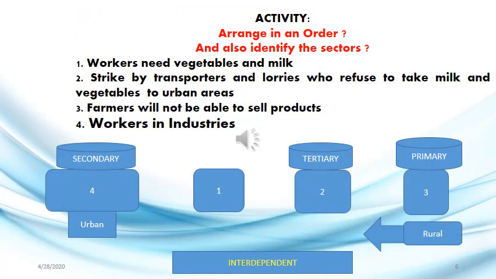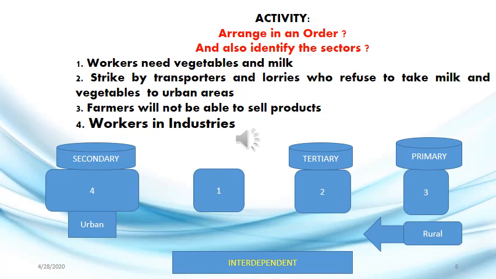After knowing the differences between primary, secondary and tertiary, now let's engage in an activity. I have given you 4 items here. Item number 1, workers need vegetables and milk. 2, strike by transporters and lorries. 3, farmers will not be able to sell products. 4, workers in industries. When you complete this activity, you will be in a position to understand the term and concept. Let's take how this activity can be solved.